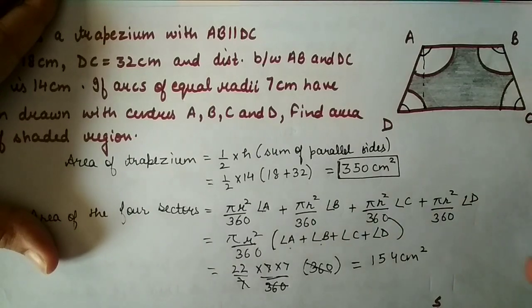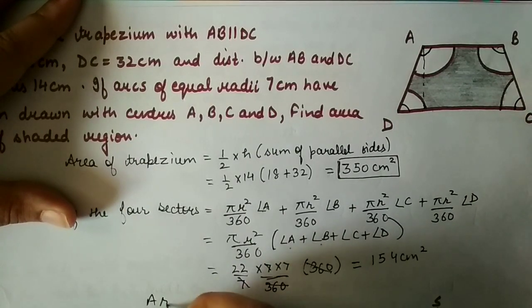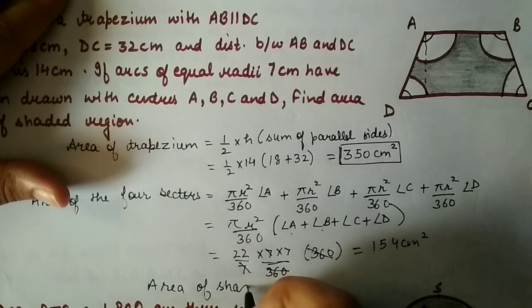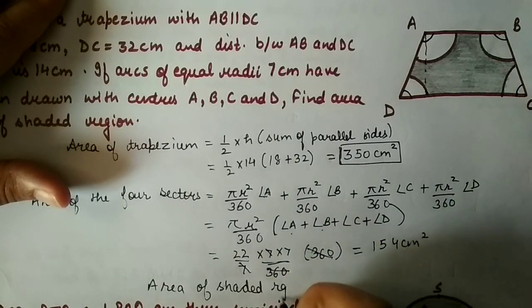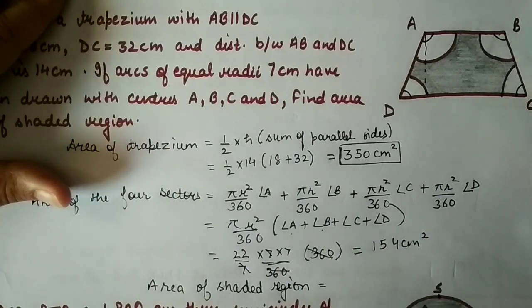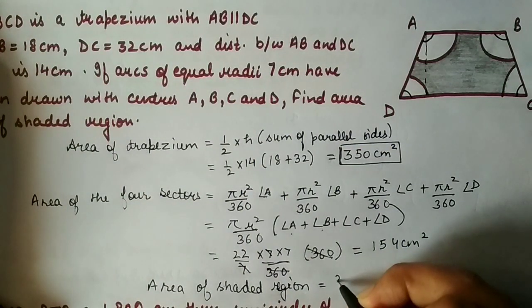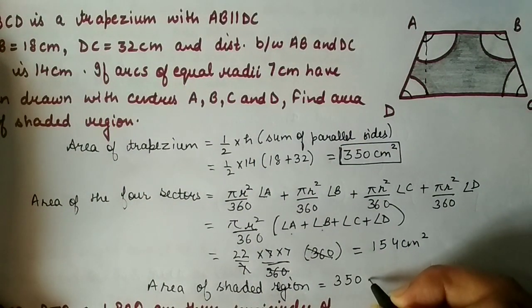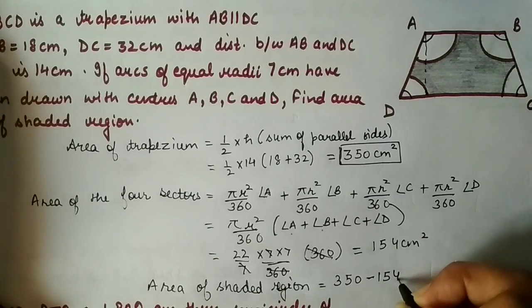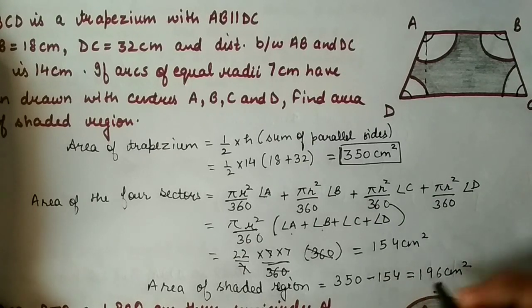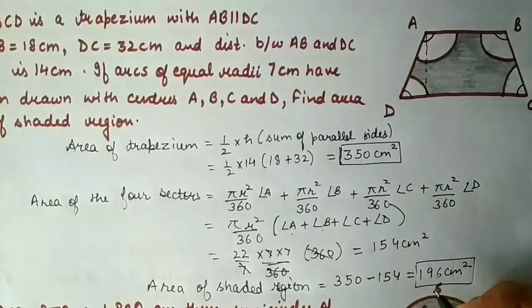Now the area of the shaded region is 350, that is the area of the trapezium, minus 154, that is the area of the 4 sectors, and that is equal to 196 centimeters square, and this is your answer.